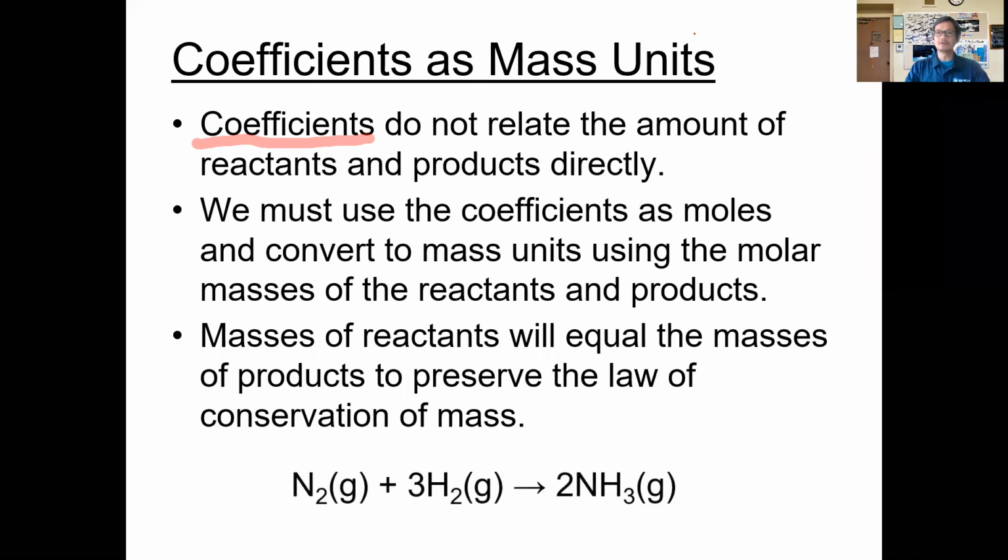The coefficients here, folks, understand this: the 1, the 3, and the 2 do not tell us anything about masses. So this is not 1 gram of nitrogen combined with 3 grams of hydrogen to produce 2 grams of ammonia. That's not what the coefficients give us. The coefficients give us the number of atoms, the number of molecules, and the moles, but they do not say anything directly about the mass.